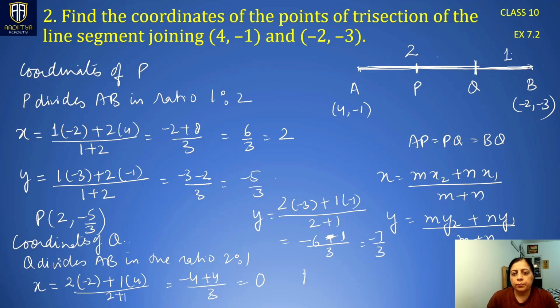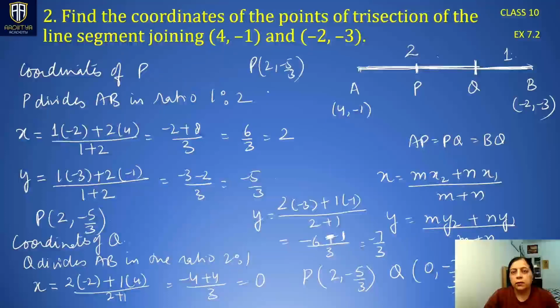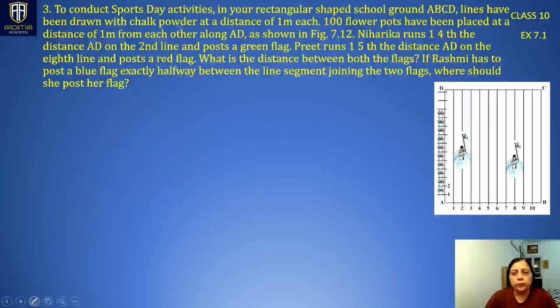So the coordinates of P are 2 comma minus 5 by 3 and Q becomes 0 comma negative 7 by 3, right? P is 2 comma minus 5 by 3 and Q is 0 comma minus 7 by 3. This is the solution. We had to find 2 points which trisect, which divides AB in the ratio 1:2 and 2:1 respectively. This is a good question.